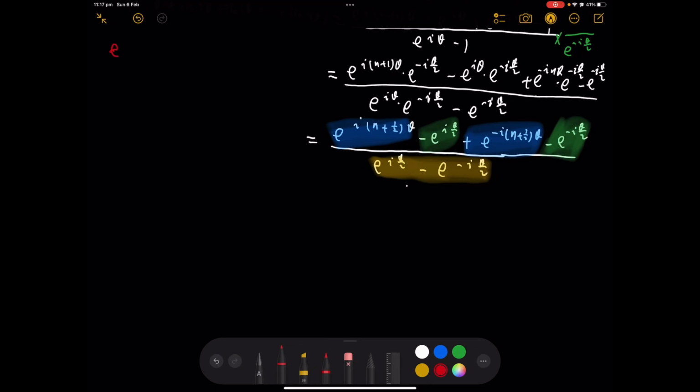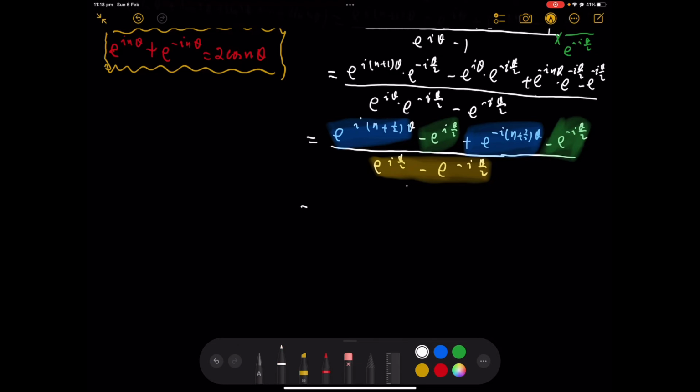So e to the power of i n theta plus e to the power of negative i n theta is equal to 2 cos n theta. So this is another formula I'm using here: if they are plus, it's the cos; if they're minus, it's the sine. So I continue to do my question.